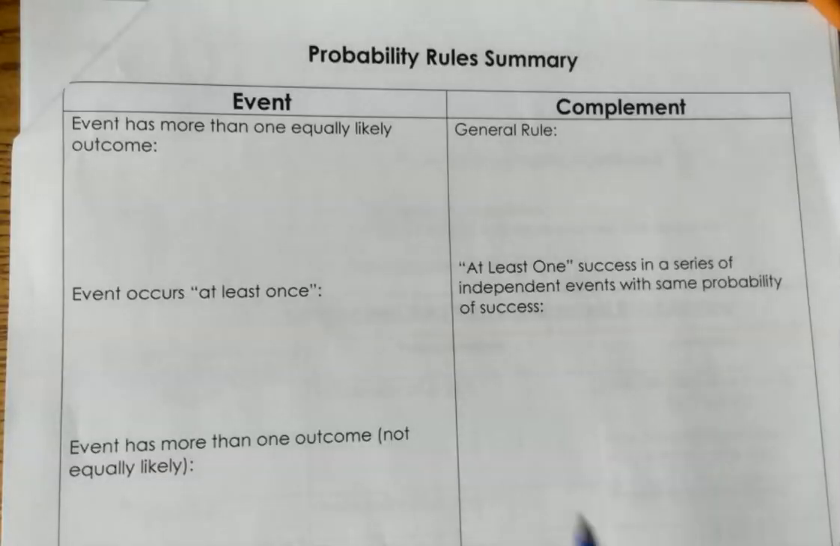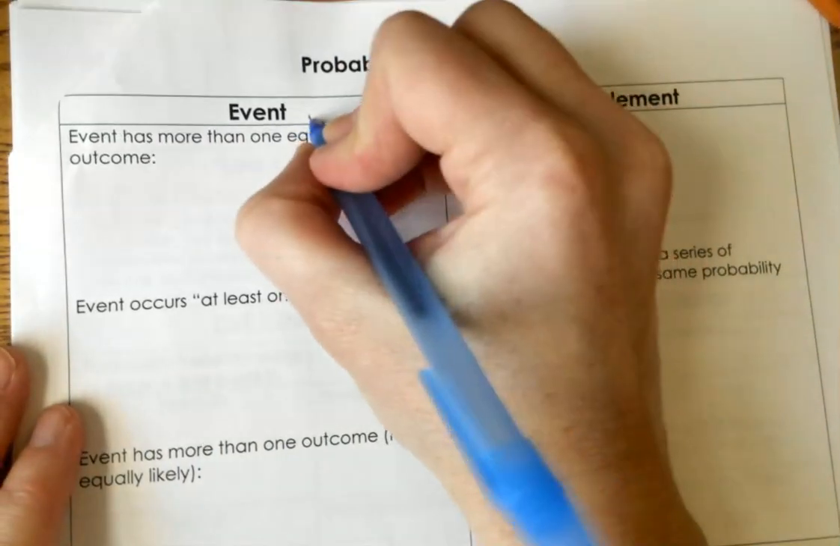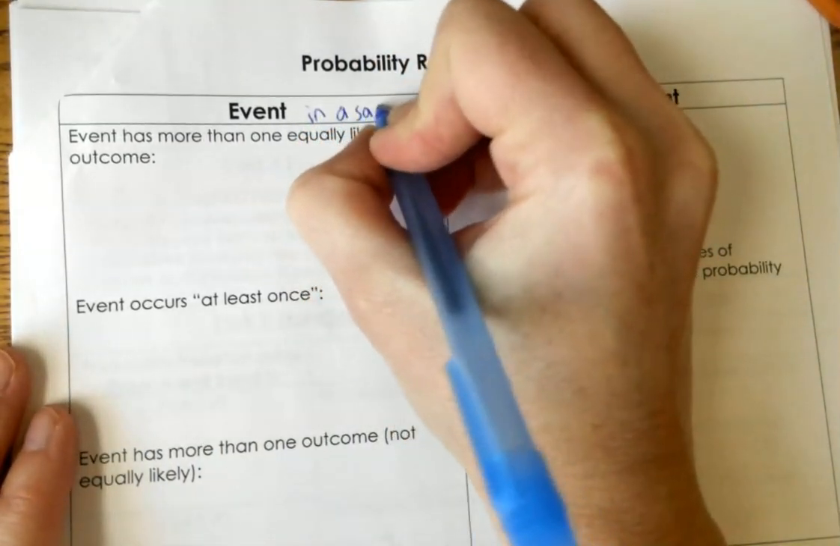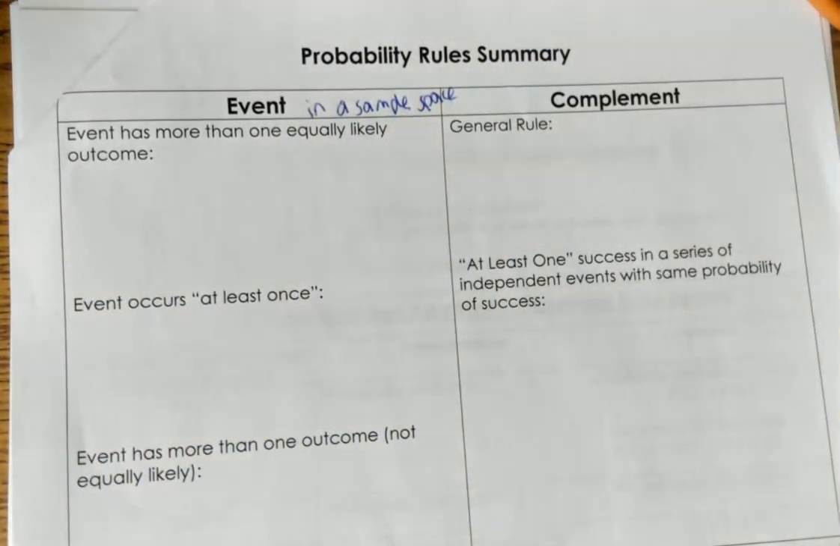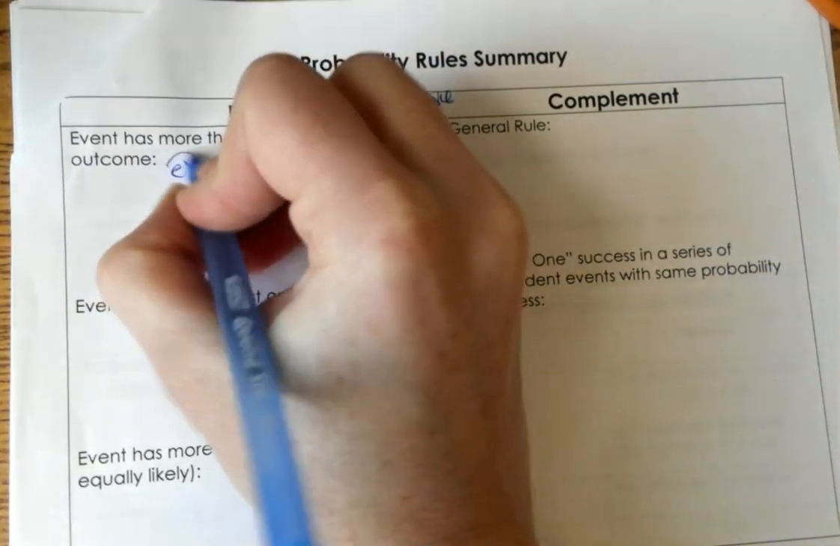I want to go ahead and fill out this graphic organizer at the back of that packet 3 of all the probability rules that we've learned, like all the different ways that we can approach probability. All right, so first off, I could just have an event in a sample space. That's the very first thing we talked about, right? Sample spaces. So we could have an event that has more than one equally likely outcome. So that's when we talk about the spinners, right? Example.